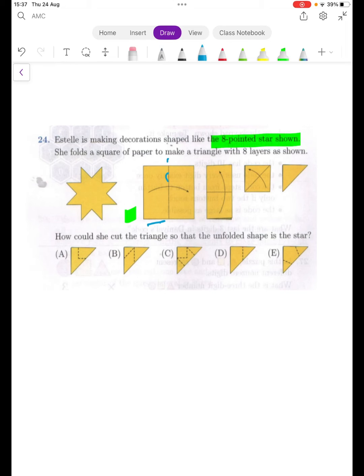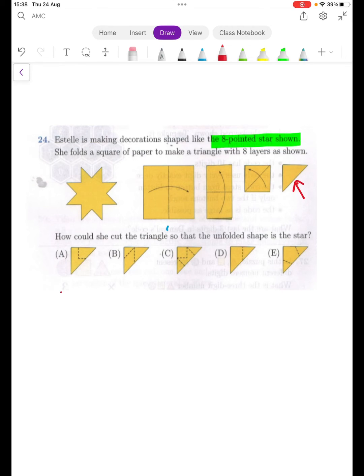So we can see that she takes a paper, folds it along these lines. That becomes half, and then folds along this line, and then folds along this line to get this shape. And then she makes the cut. So it has symmetry. All right, so the question is, how could she cut the triangle so that the unfolded shape is the star?